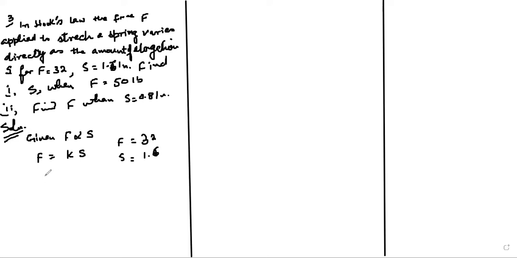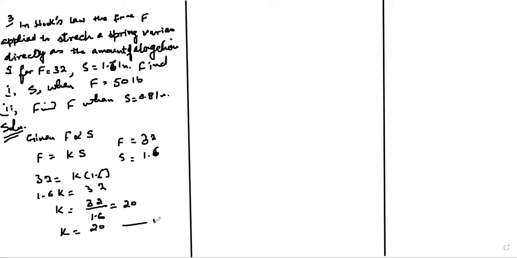So 32 equals to K times 1.6. 1.6 K equals to 32, okay, and K equals to 32 divided by 1.6, which is equals to 20. Right, so K equals to 20. Let's say it's number 1. Mind you, K has no units.